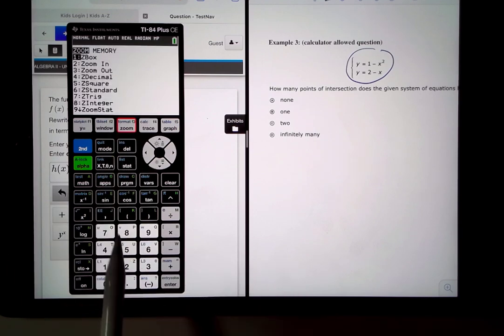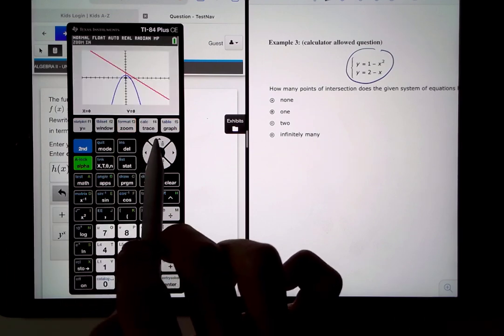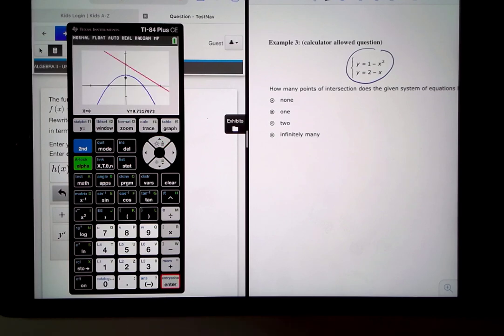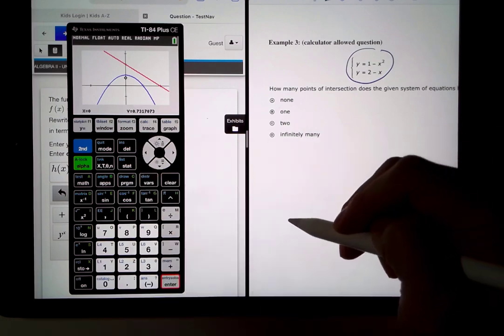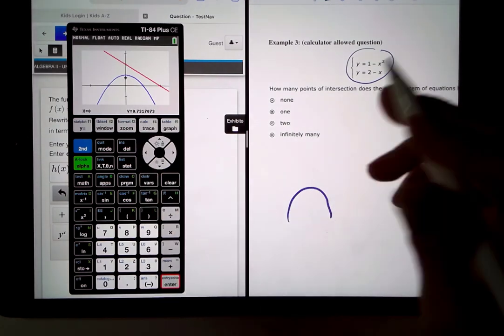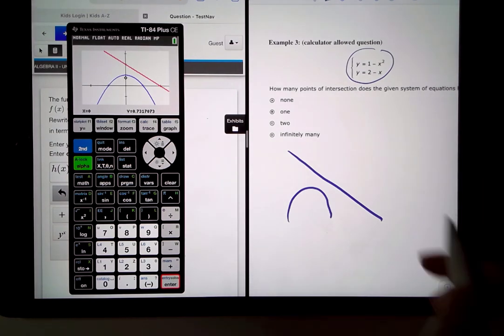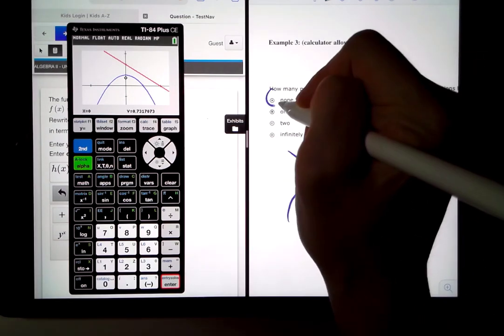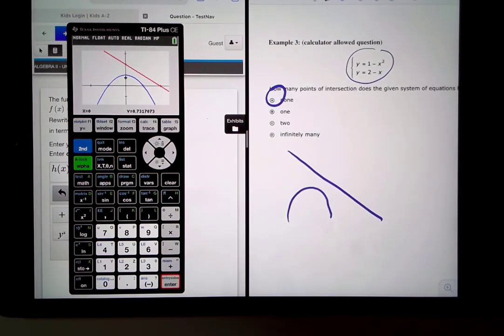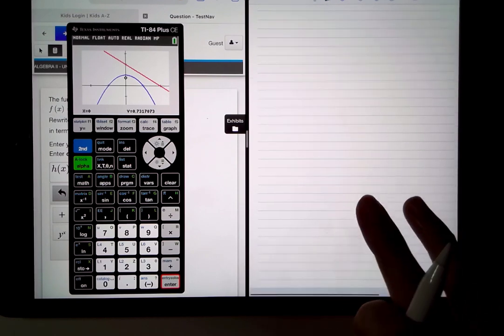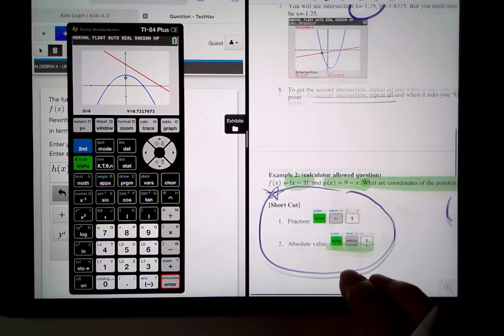Oh, look at this. I'm going to zoom in to make it clear. Do you have any intersection, guys? Nope. And think about it. My graph looks like this. You have a parabola and a line like this. Is there any chance to have any intersection? Never. So, none. So that's my answer for this.